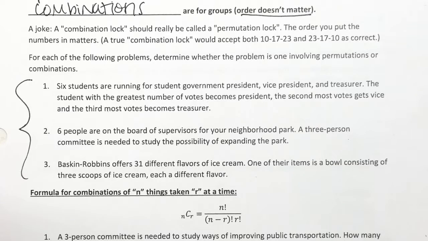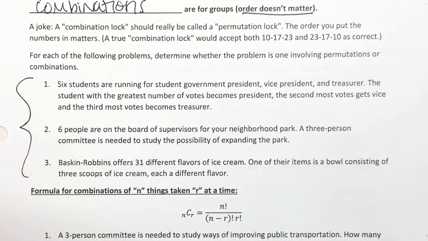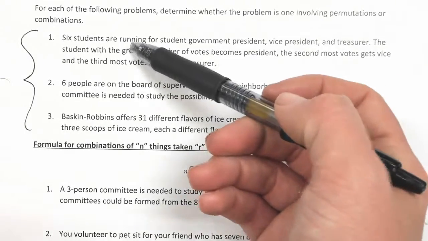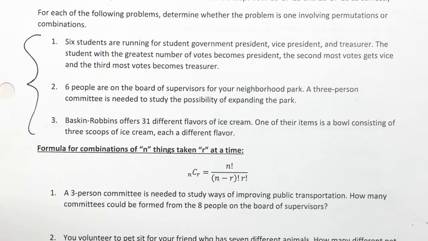Okay, so all we're going to do for 1 through 3 is read them, decide whether you think it would be a permutation or combination, and then if it's a permutation, we know how to work it out, right? So we can go ahead and work it out. But if it's combination, we'll leave it till tomorrow. Okay? So, Georgia, if you'll read number 1 for me. 6 students are running for student government president, vice president, and treasurer. The student with the greatest number of votes becomes president. The second most votes gets vice, and the third most votes becomes treasurer.